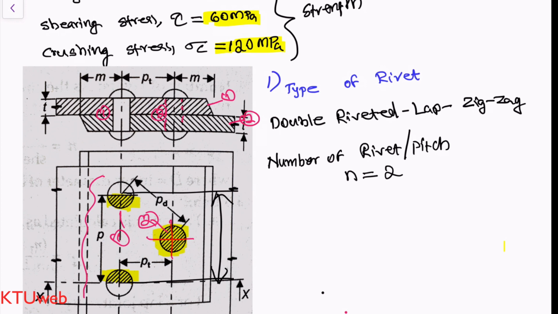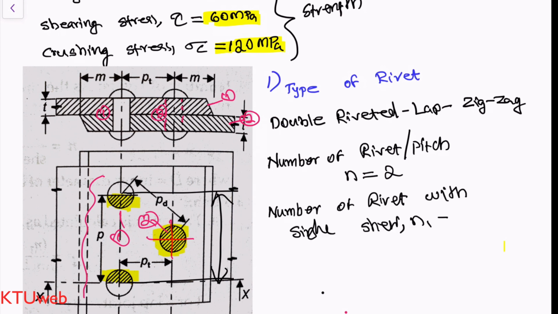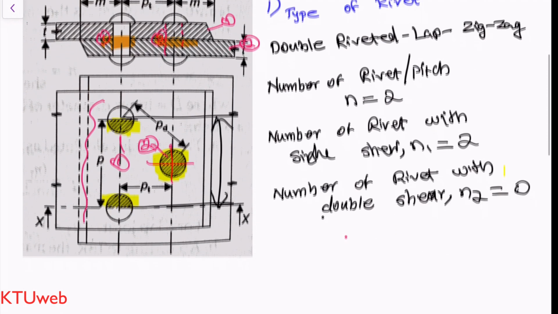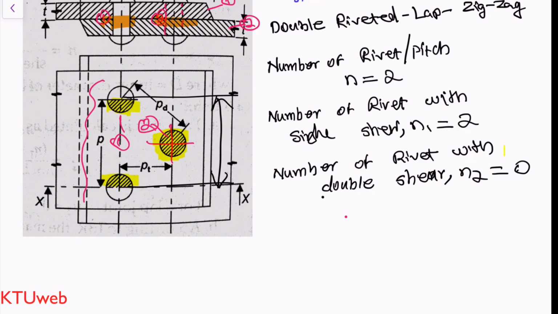equal to 2. Then we have to find the number of rivets in single shear, n1 equal to, and then the number of rivets in double shear. When you check this diagram, it is easily understood that both the rivets are under single shear and there is no rivet in the double shear condition. That is n1 equal to 2 and n2 equal to 0. I'm again advising you to check my previous video regarding how to locate single shear and double shear. Okay, that is pretty good with step 1.